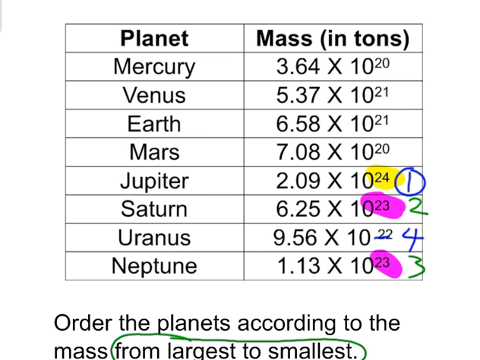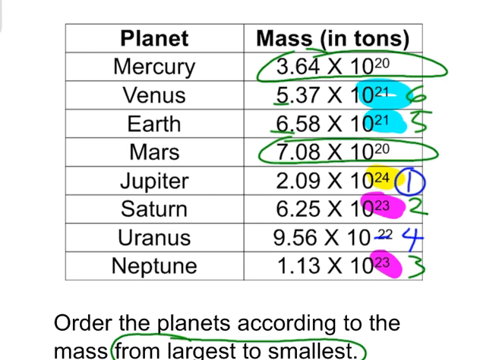After that, I look at 10 to the 20th or 10 to the 21st. 10 to the 21st would be my next largest. So 10 to the 21st, pick out which one. Well, I've got 6 times that or 5 times that. So this must be my 5th largest planet and my 6th largest planet. The last ones are the 10 to the 20th ones. I can look at the digits there. They both have the same exponents. So I look at the 7 or the 3. This must be number 7 in order, and that must be number 8 in order.